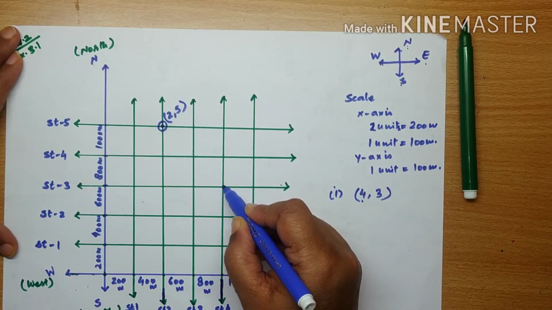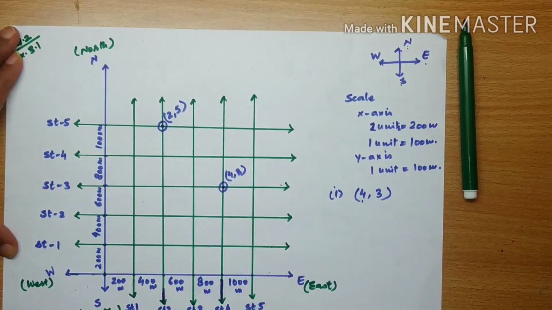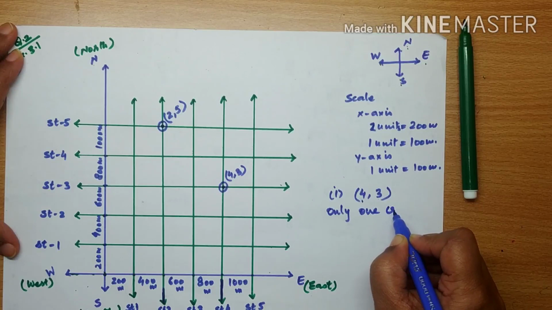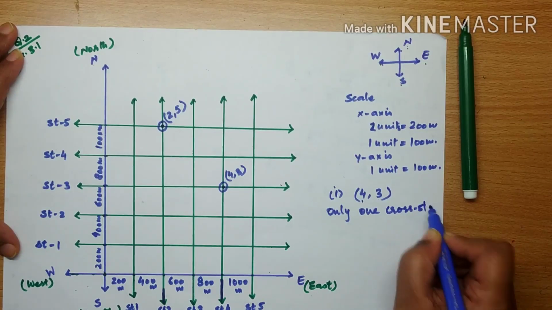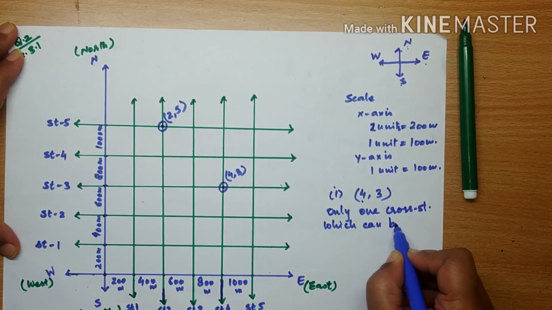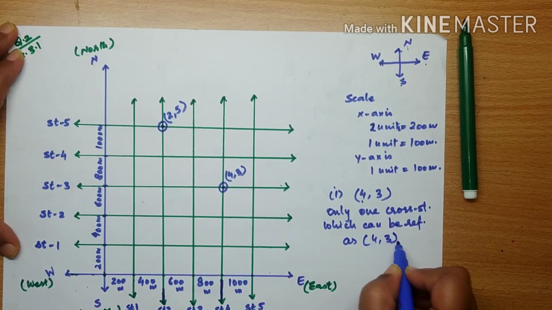So this one is the 4, 3. So here is the 4, 3. So how many cross streets do we have which can be referred to as 4-3? Of course, only one. So we have only one cross street which can be referred to as 4-3.